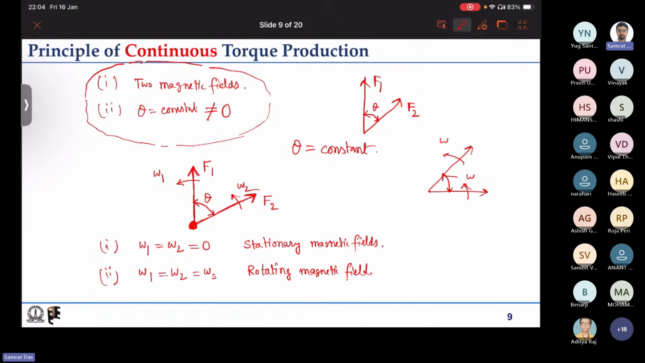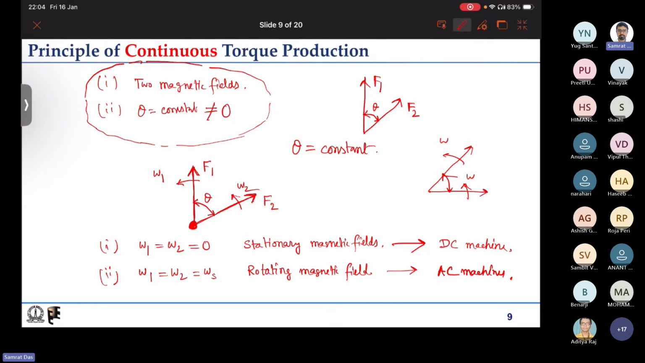Now these two cases form two different types of electrical machines. The first case, where both the magnetic fields are stationary or not rotating at all, is the DC machine. And where both of the two magnetic fields are rotating at a certain speed, omega s, the synchronous speed, those are the AC machines.